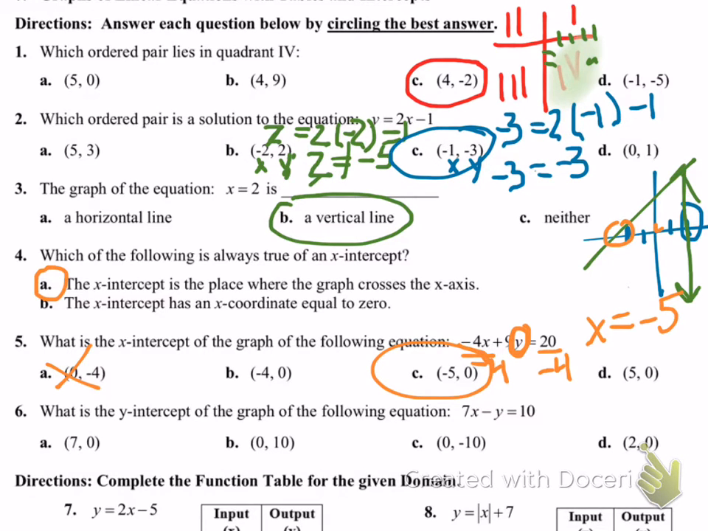Same exact process for the next one. I'm looking for the y-intercept now. I'm going to plug 0 in for x. 7 times 0 is 0. That leaves me with -y equals 10. I can then divide by -1 on both sides. 10 divided by -1 is -10. So my intercept is going to be 0, which is what I plugged in for x, and -10, which is C.